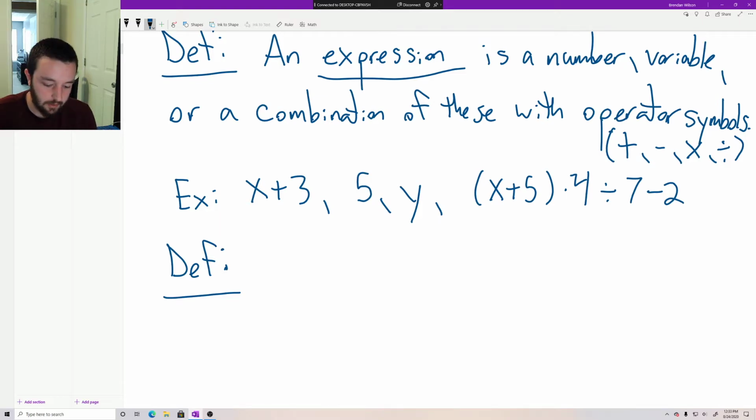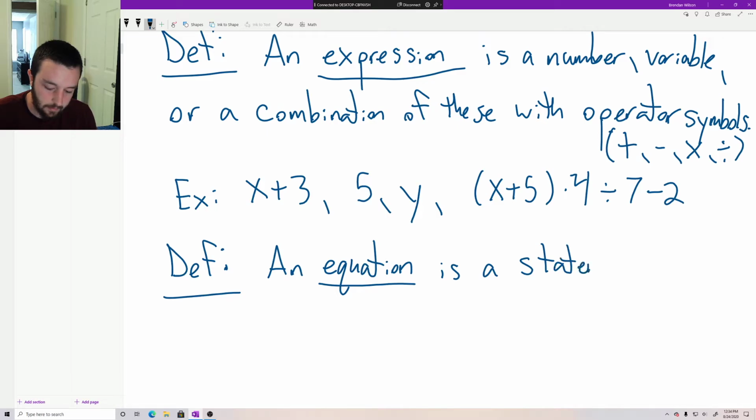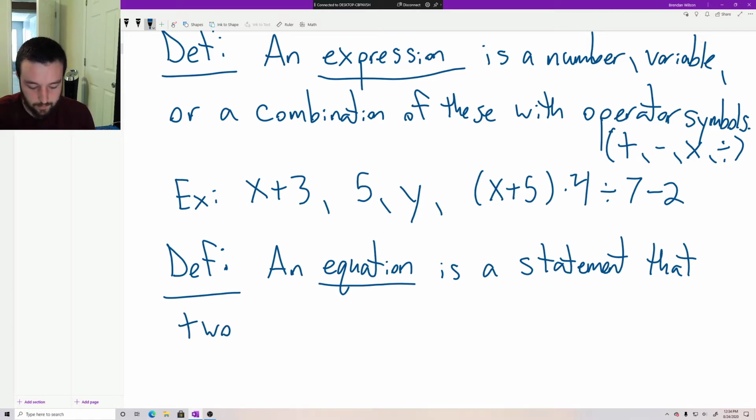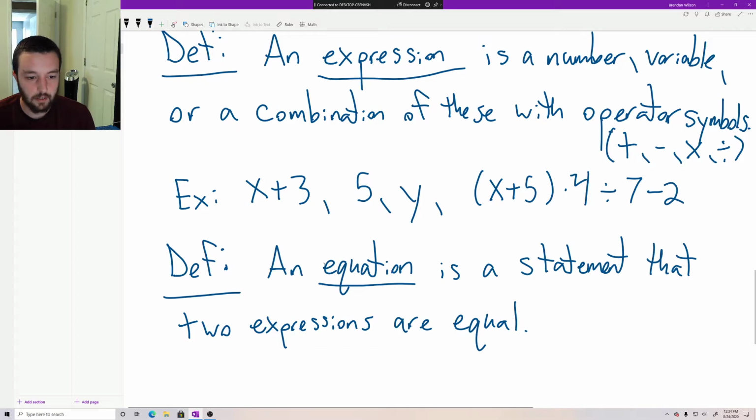Related to an expression is an equation. An equation is a statement that two expressions are equal. Okay. So an equation will always have an equal sign. So you can look at the same root of them, right? Equa and equa. Equation means you have an equal sign.